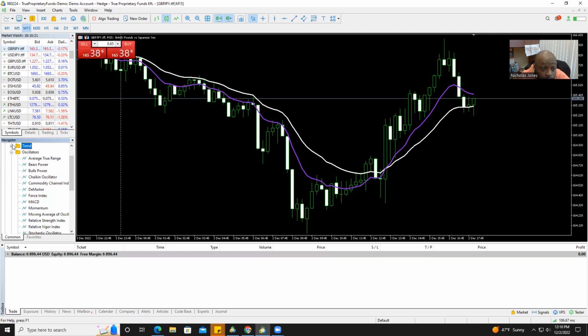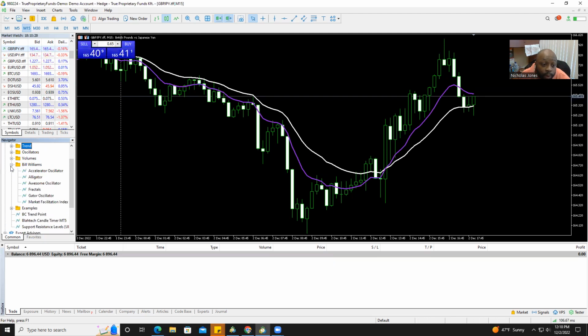Now we're going to go over to our Bill Williams folder here, right? If you're using MetaTrader 5, you'll find the Bill Williams folder there. It should also be on MT4, but I suggest using MT5. That's just my preference. You'll find the Bill Williams folder here, and you're going to find the Awesome Oscillator. Drag that to the screen.